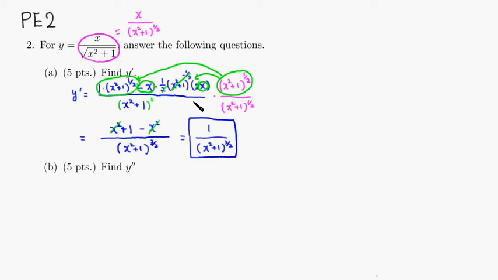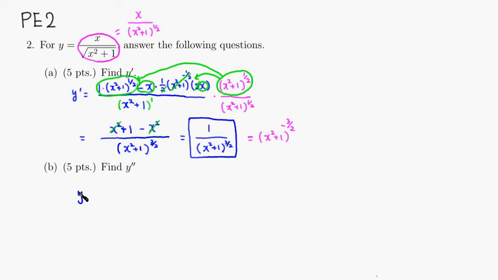Let's take another derivative since we're looking for y double prime. First thing I would do to find the derivative is rewrite it as the quantity x squared plus 1 raised to the negative 3/2 power. Then we can just use the power rule along with the chain rule to find the derivative.